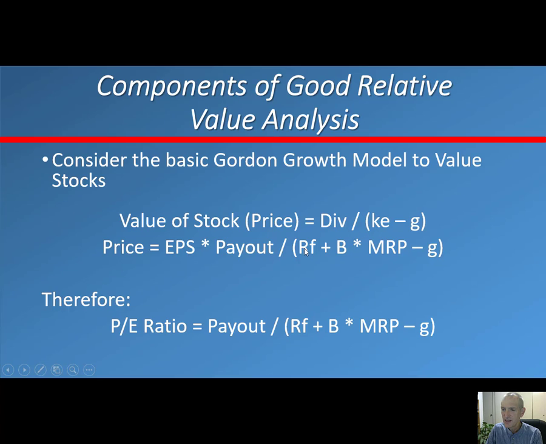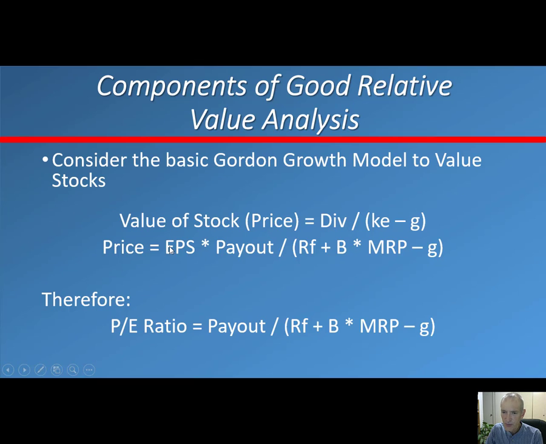Well, what is KE? KE is the risk-free rate plus beta times the market risk premium. What are dividends? Dividends are earnings per share times their payout ratio. If they're paying out 40% of their earnings in dividends, so if they make $2, they're going to pay out 80 cents in dividends.